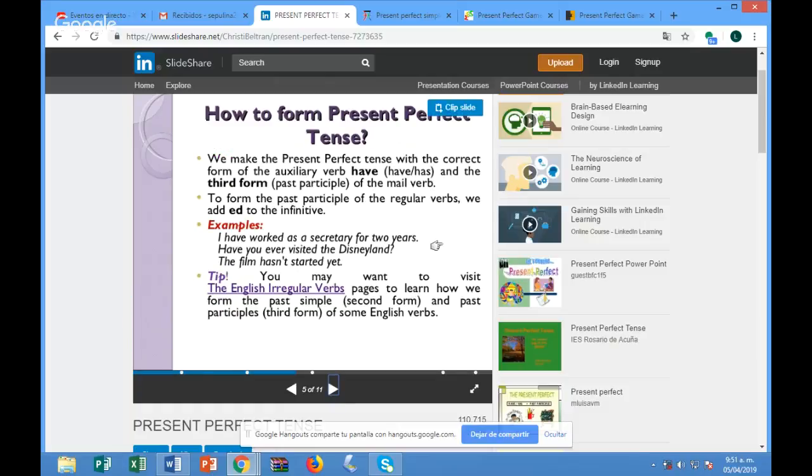Okay, we make the present perfect tense with the correct form of the auxiliary verb have or has, depending on the case, and the third form, the past participle of the main verb. To form the past participle of regular verbs, we add ed to the infinitive. For example, I have worked as a secretary for 2 years. Have you ever visited Disneyland? The film hasn't started yet. You may want to visit the English irregular verbs. So we need to start to practice these irregular verbs because they are really important and there are a lot of them. So we need to start to practice them and memorize them. Okay.